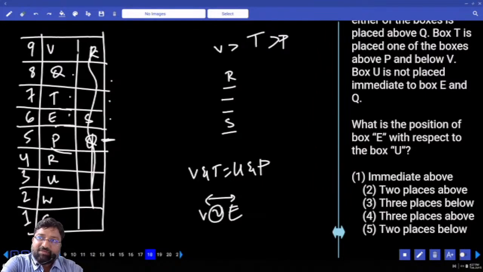3 places above. Right or wrong? We have 3 places above in the options? Yes.